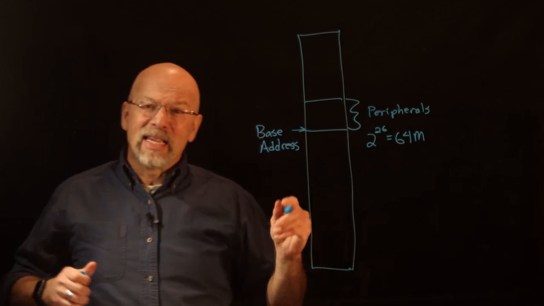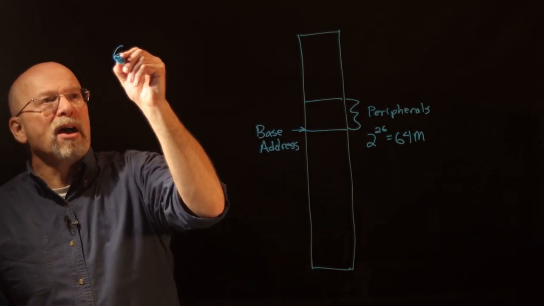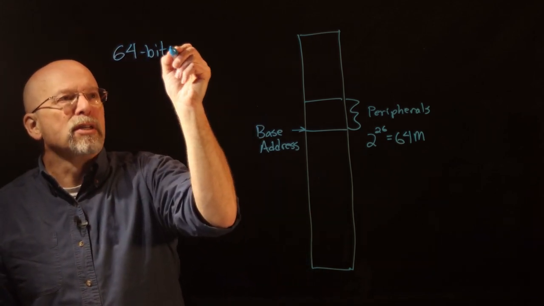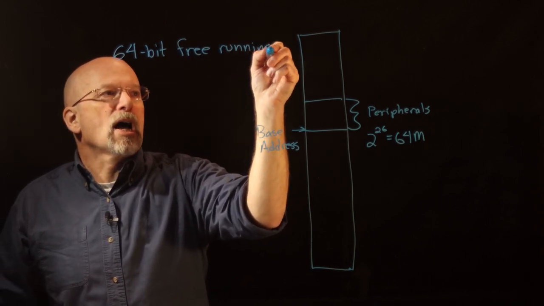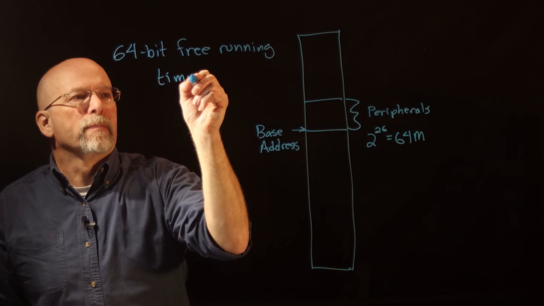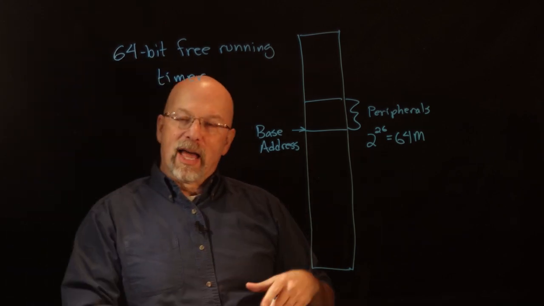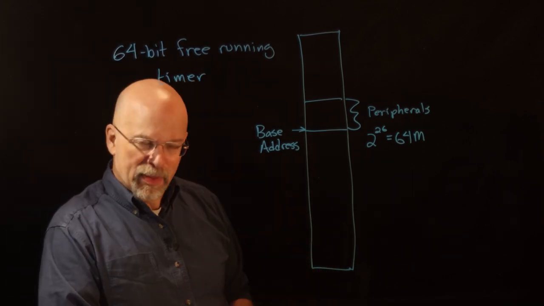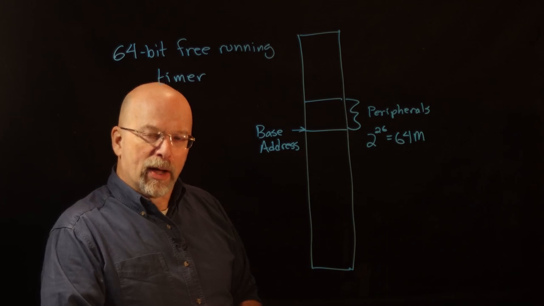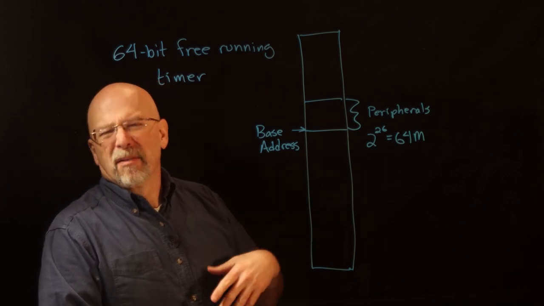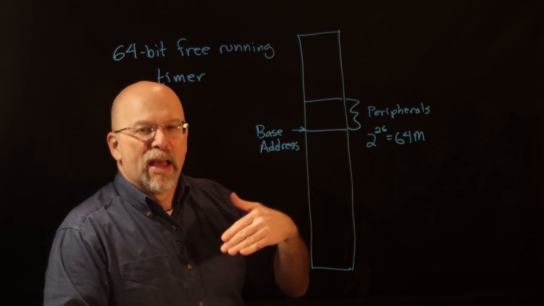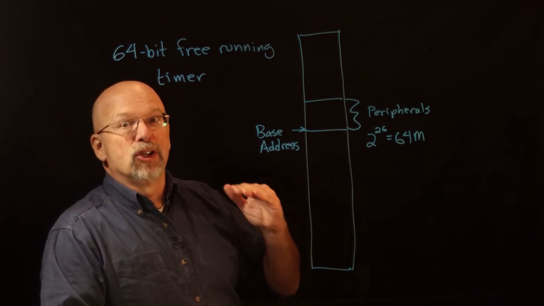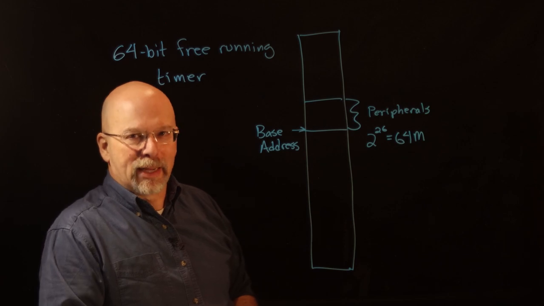Now, inside of the Raspberry Pi, we have a 64-bit free-running timer, or a counter. Its whole job in life is to simply count. As soon as you turn the Raspberry Pi on, it just starts incrementing. It runs at 1 megahertz, and it counts up. So once every microsecond, you're going to increment that 64-bit counter.